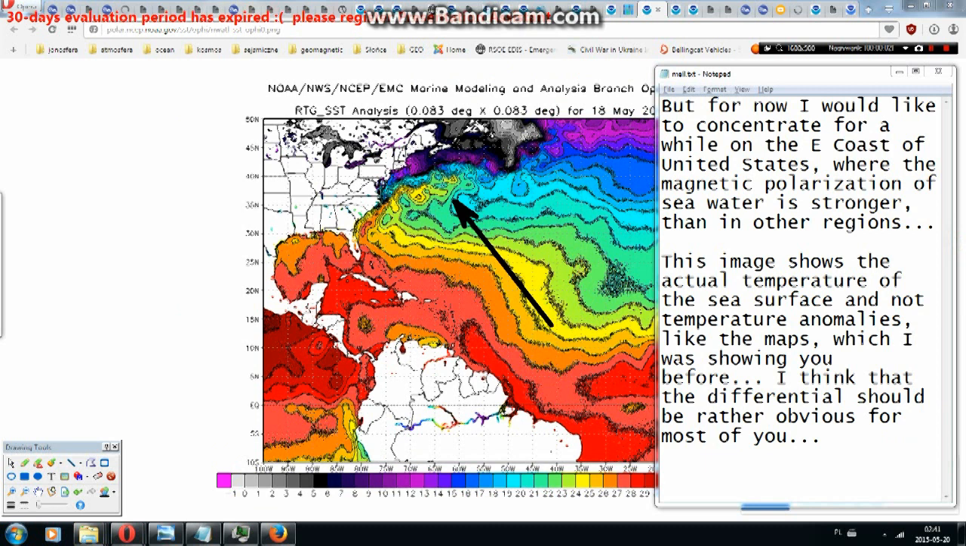But for now, I would like to concentrate for a while on the east coast of the United States, where the magnetic polarization of seawater is stronger than in other regions. This image shows the actual temperature of the sea surface and not temperature anomalies like the maps which I was showing you before. I think that the difference should be rather obvious for most of you.